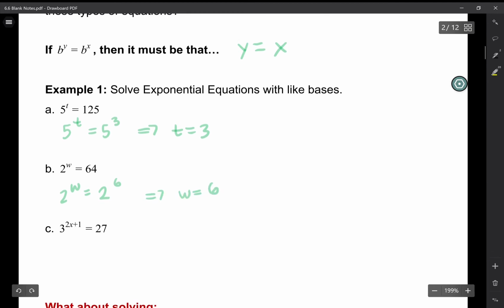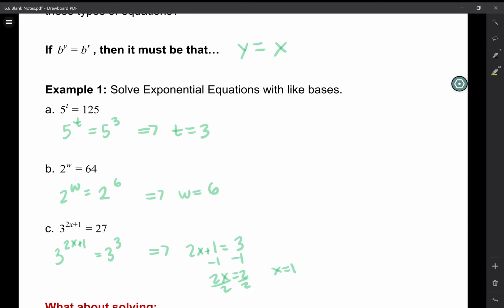And finally, one last problem that's a little bit more complicated. We can write 3 to the 2x plus 1 equals 3 cubed, since 27 is 3 cubed. This tells us that 2x plus 1 must be equal to 3, and we solve this equation. Subtract 1 from each side, 2x equals 2, divide by 2, x equals 1. We can check our solution to this one. It's a little more complicated and it's good to check. 3 to the 2 times 1 plus 1 equals 3 to the 3, which is in fact equal to 27. So if you have an equation where you can write both sides as the same base, you can use this property to solve those exponential equations.